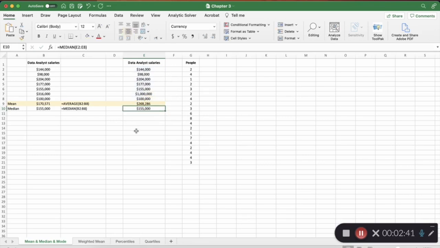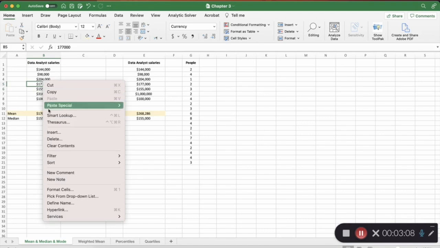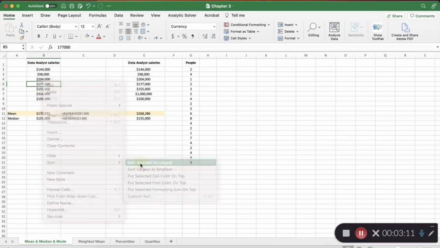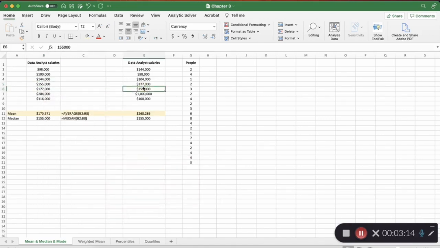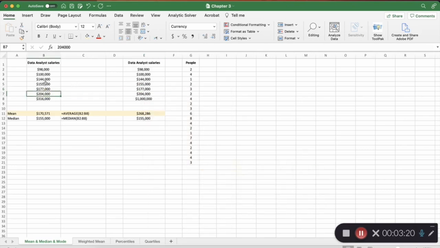If you find the mean and the median for both data sets, I have the same data set except there's one difference, actually. If you look at the median, you have the same median, but you have a different mean. How do we find the median for this data set? We have to organize the data in order. You right-click and sort, smallest to largest. Let me sort this one smallest to largest as well. The median is going to be the middle value, which is 155.